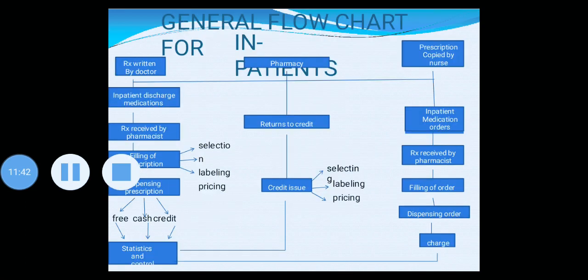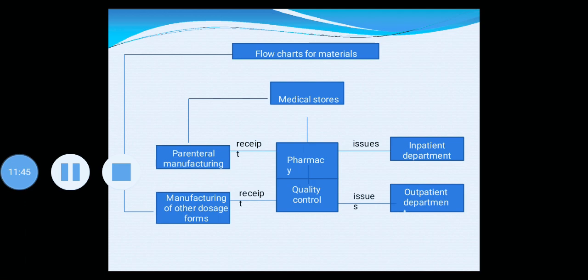In parenteral manufacturing, the different formulations are large volume parenterals and small volume parenterals. Large volume parenterals are more than 100 ml, and small volume parenterals are less than 100 ml. Large volume parenterals are more than 100 and less than 1000 ml. And small volume parenterals are less than 100 ml and more than 1 ml, those are small volume parenterals.